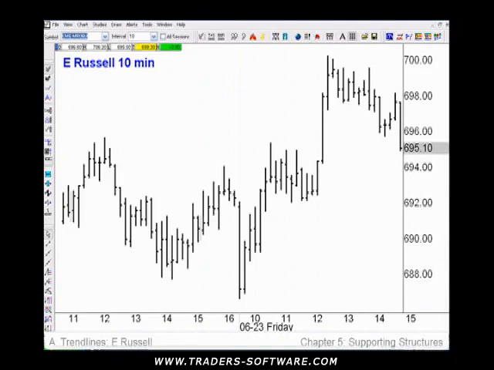Here's the E-mini Russell 10-minute chart, and let's see how trend line breaks can work if you day trade. Now, I remember trading this myself personally. First, you have this huge up move here. It goes up bar to bar, and that high there has managed to work its way higher than a previous pivot high.